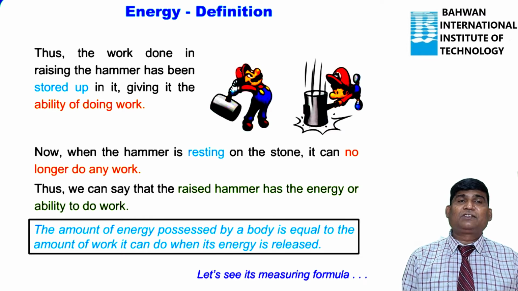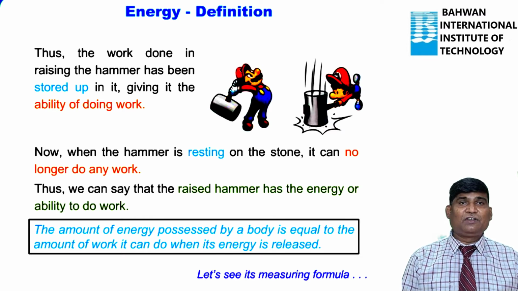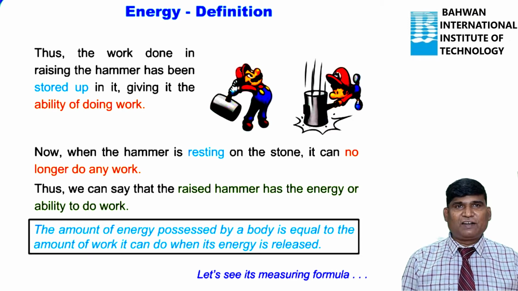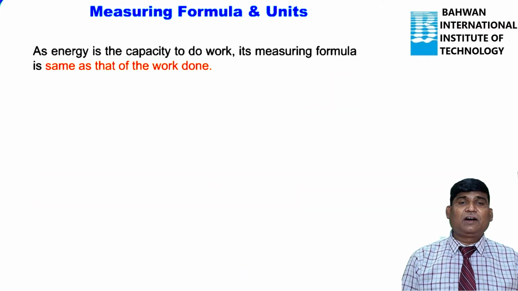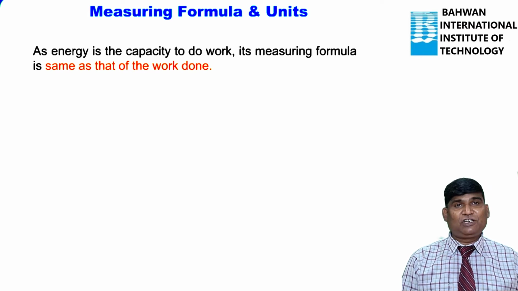Now we'll see how we can measure the energy. We saw energy is the ability to do work. Now we have to see how much energy one body is having, and how we can measure that. Energy, as it is the capacity to do work, has a measuring formula the same as that of work done. How much energy it gets, that much work it will do. If you raise the hammer to more height, it gets more energy, and because of that it can do more work. That is the important point.